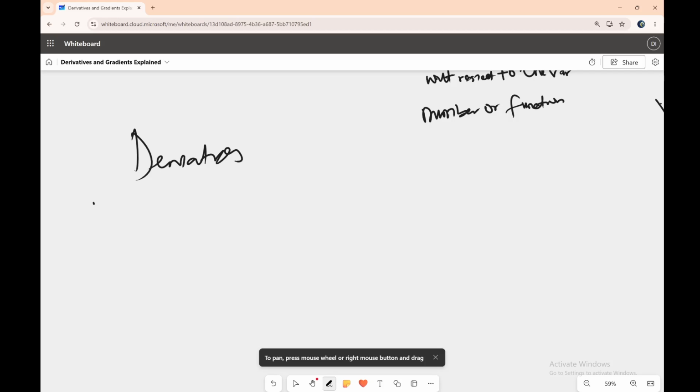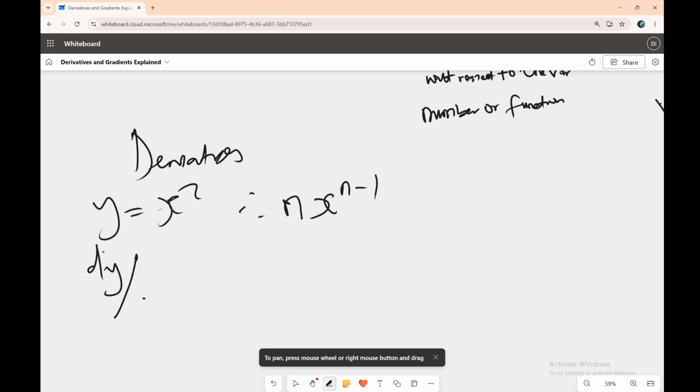Okay, so let's say we have y equals x squared. Now, ordinarily, you know that the rule for differentiation here is n x raised to the power n minus 1, where we subtract 1 from the power and then multiply that variable with the power, so that's going to be 2. If you want to differentiate y with respect to x, this is going to be 2x to the power 2 minus 1, and that's going to give you 2x.